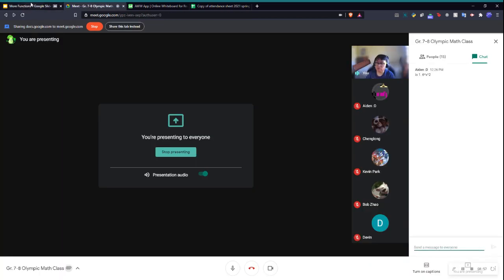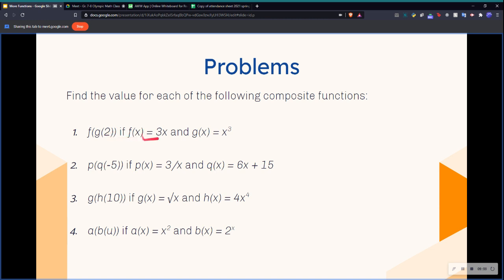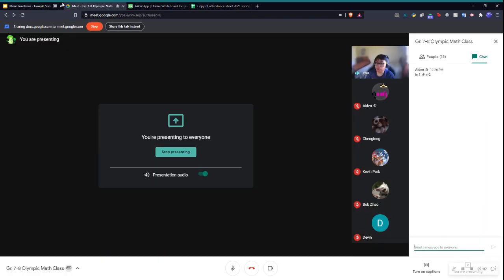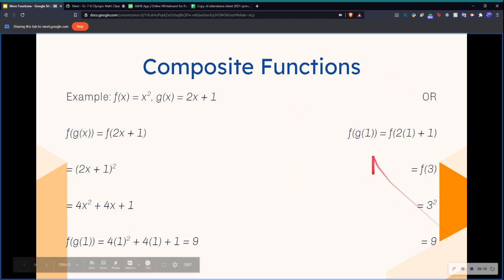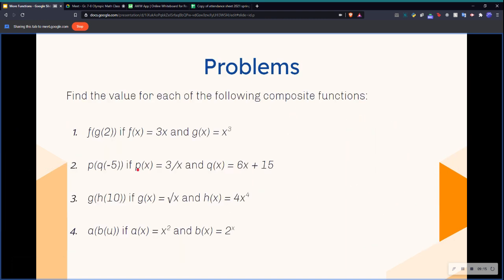No, wait, I'm trying to find f of g of 2. I'm not trying to find f of g of x, right? So I just want a number. Also, that expression is wrong, so try again. Yeah. Remember, use this technique on the right here. That'll be easier than just doing all this.